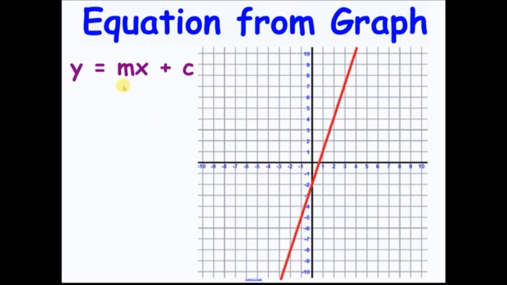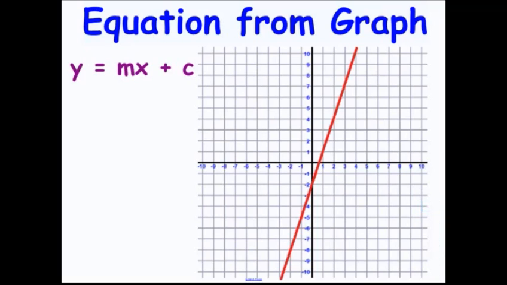Okay, so we've looked at this. y equals mx plus c. If we're given a graph, it's easy to write our equation out in full. Okay, we now know 2 bits of information. We know what our gradient is, and we know what our y-intercept is.